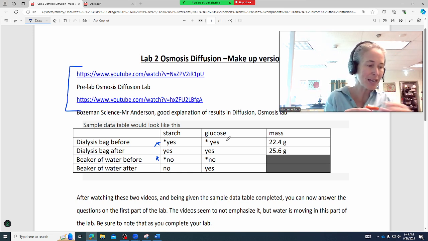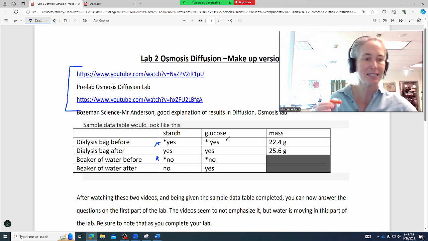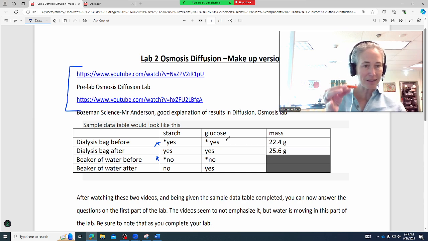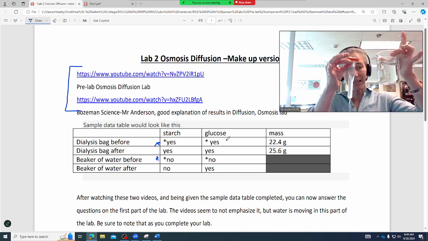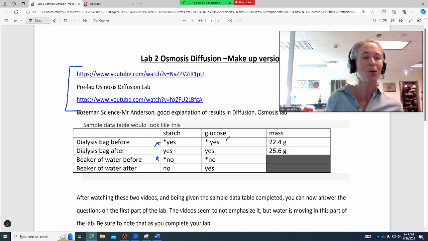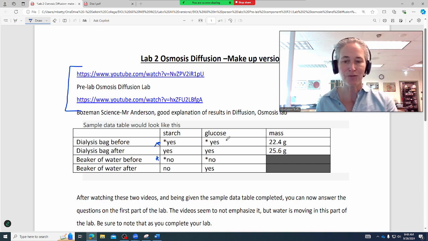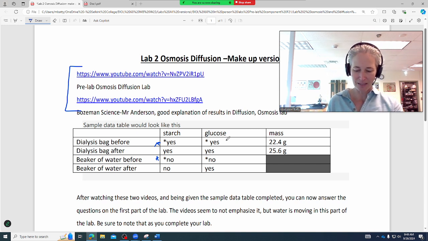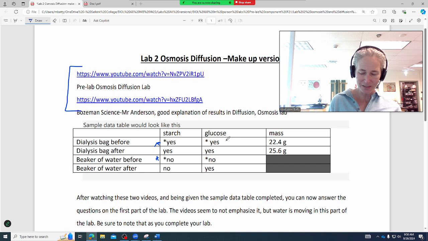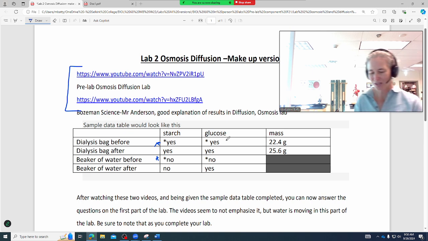I'm also going to test the distilled water that the casing is going to be in to see if there is starch or glucose in the distilled water. So like I say, most of this is just so you can have an idea at home what we're doing. To test for the dialysis tubing before, I'm going to take some of this sample and see what a positive result for glucose and starch looks like.